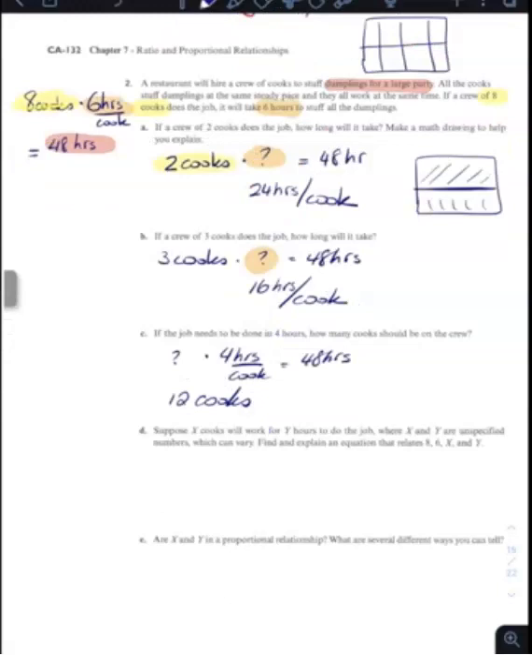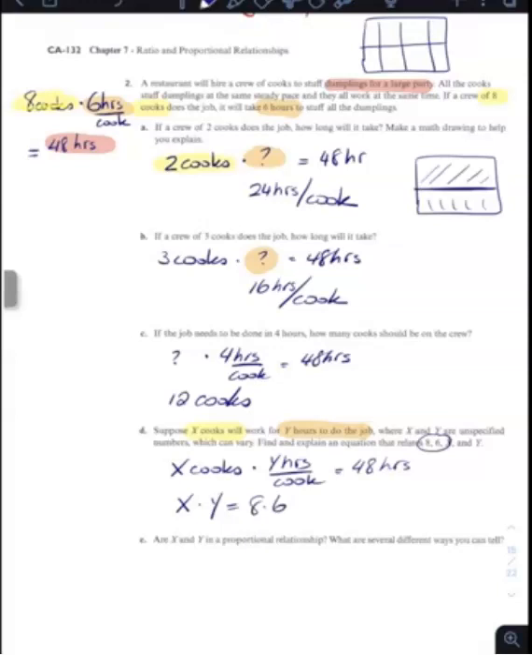So it looks as though we have Y hours to do the job, and we have X cooks, and we need to do the same thing as we did before. So it looks like we need X cooks times Y hours per cook equals 48 hours, which came from the 8 times 6. So 8 times Y equals 8 times 6.